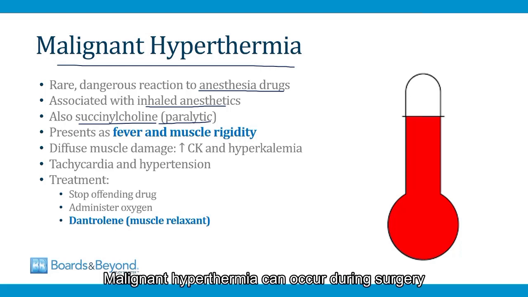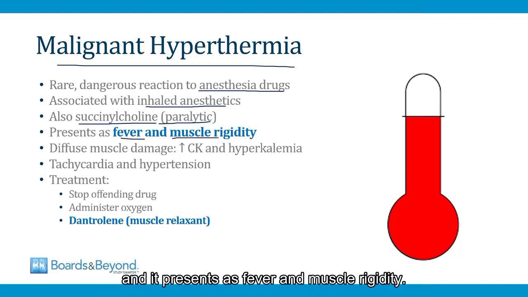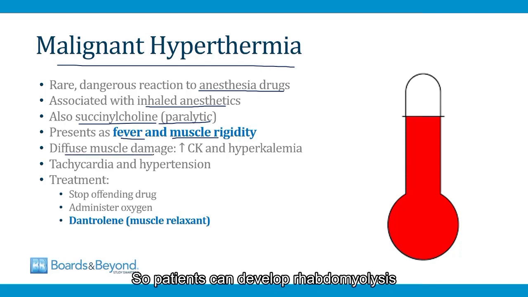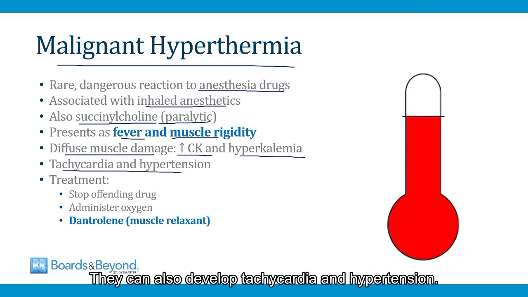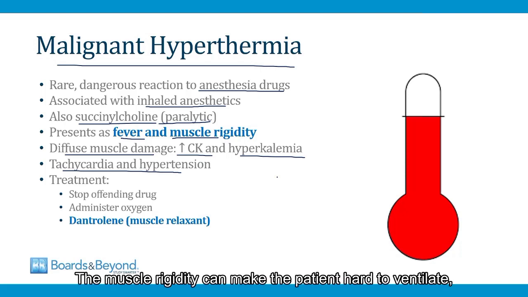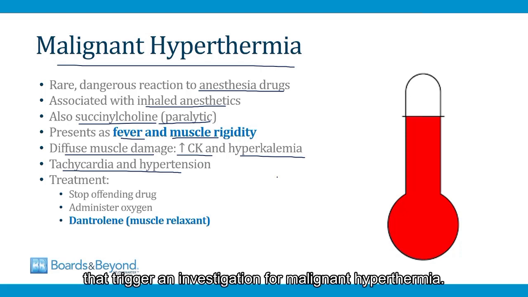Malignant hyperthermia can occur during surgery or shortly after surgery, and it presents as fever and muscle rigidity. The underlying pathology of malignant hyperthermia is diffuse muscle damage, so patients can develop rhabdomyolysis with elevated creatine kinase and hyperkalemia. They can also develop tachycardia and hypertension. So this condition is often recognized when patients develop fever and muscle rigidity along with tachycardia and hypertension either during surgery or shortly after. The muscle rigidity can make the patient hard to ventilate, and that's often one of the signs during surgery that trigger an investigation for malignant hyperthermia.